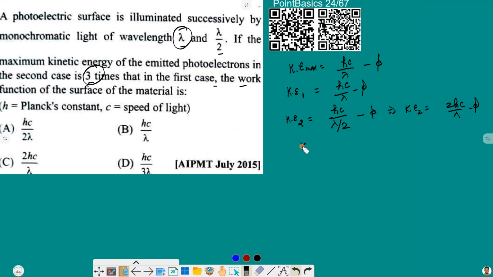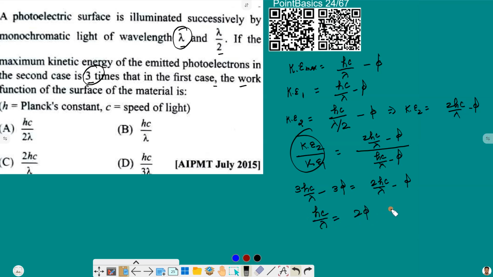Now if we divide both of these, Ke2 by Ke1 will give us 2hc by lambda minus phi divided by hc by lambda minus phi. Now this is equal to 3. So if we cross multiply, then we will get 3hc by lambda minus 3 phi is equal to 2hc by lambda minus phi. And from this we can write that hc by lambda is equal to 2 phi, and basically phi is equal to hc by 2 lambda. That is option A for us.